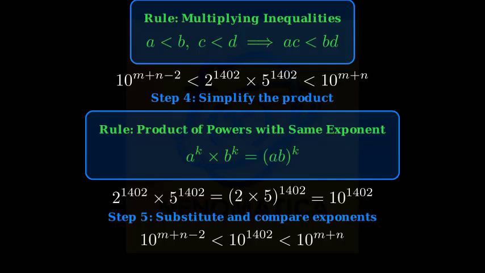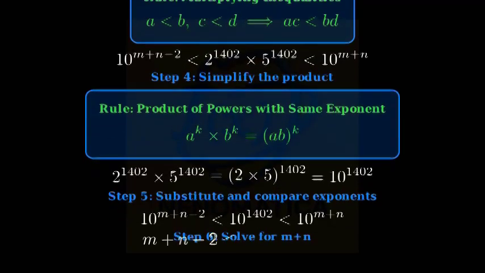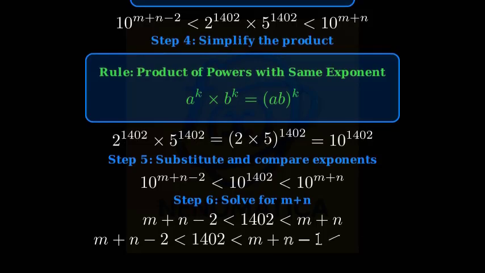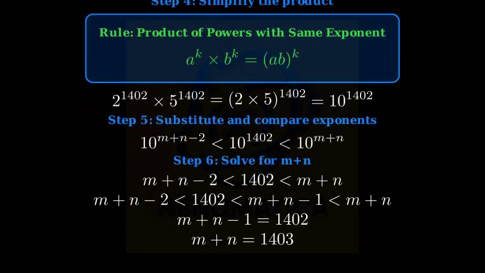We get 10 to the power of m plus n minus 2 is less than 10 to the power of 1402, which is less than 10 to the power of m plus n. Now, for powers with the same base, we can directly compare the exponents. So from our inequality, we can write m plus n minus 2 is less than 1402, which is less than m plus n. Therefore, m plus n minus 2 is less than 1402, which is less than m plus n minus 1, which is less than m plus n.